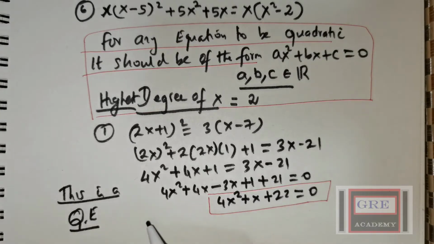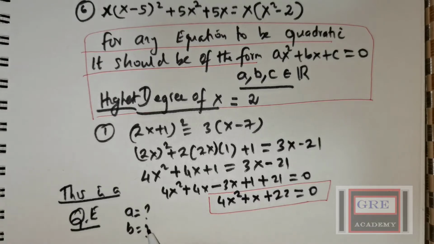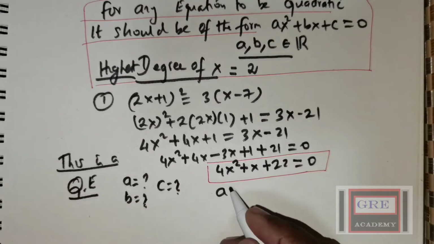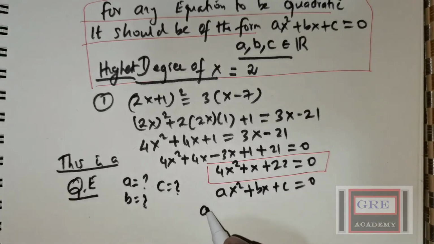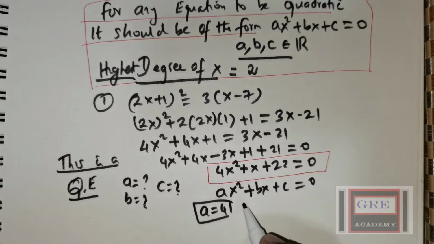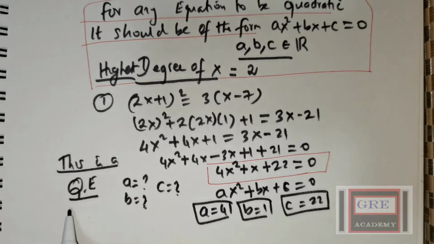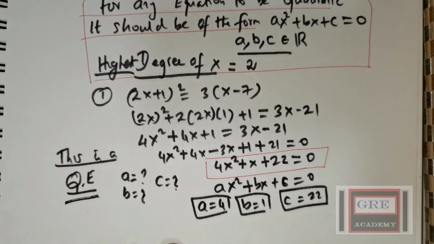Now sometimes they may ask you to find the value of a, b, and c. This is of the form ax squared + bx + c = 0, so clearly a's value will be 4, b's value will be 1, and the constant c's value is equal to 22. If they ask you to find the values of a, b, c, then expanding this equation and simplifying it will be of much use to you. So let's go to question number 2.